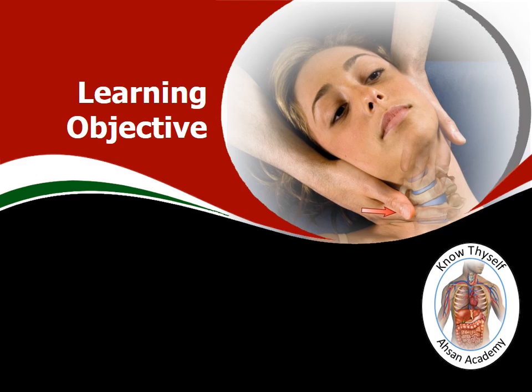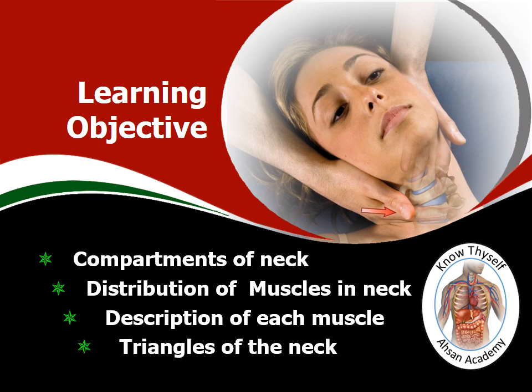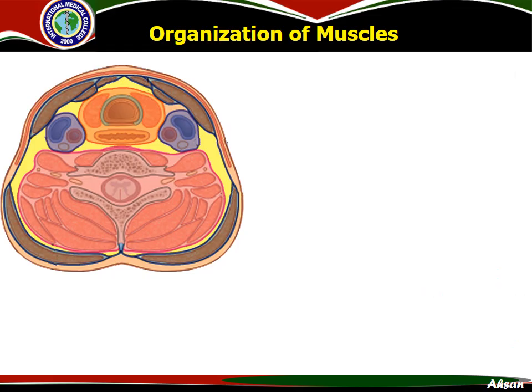Let us fix the objective. We'll discuss here the compartments of the neck, the distribution of the muscles in the neck, description of each muscle present here in the neck, and the formation of the triangles by the muscles.